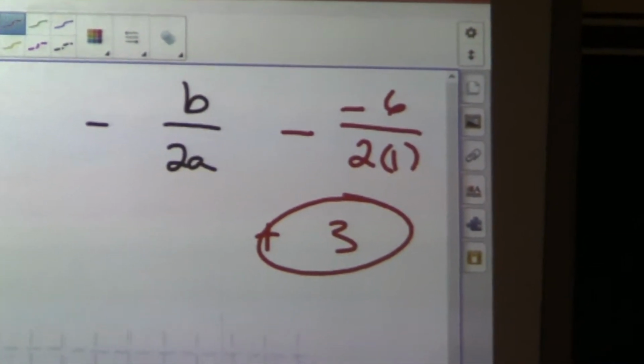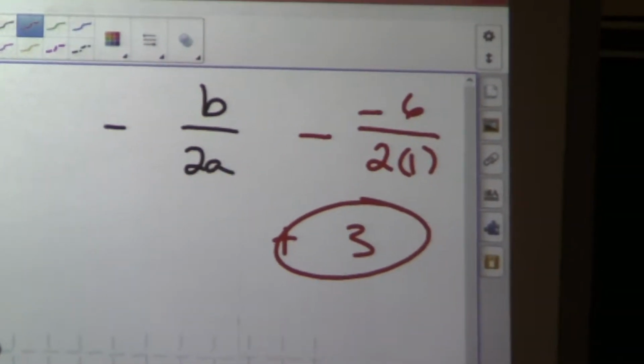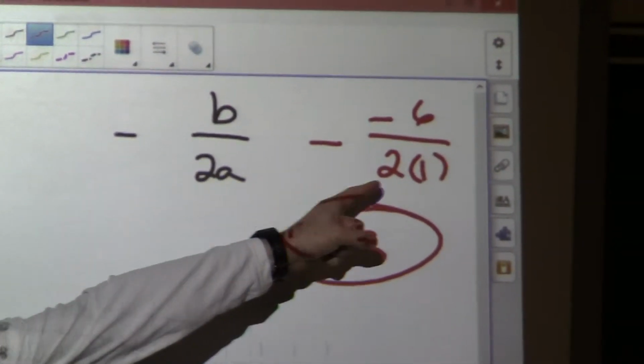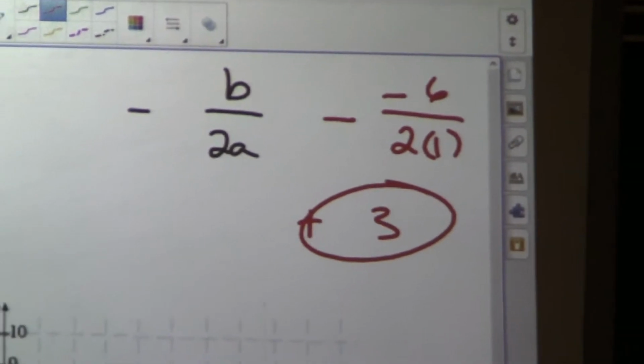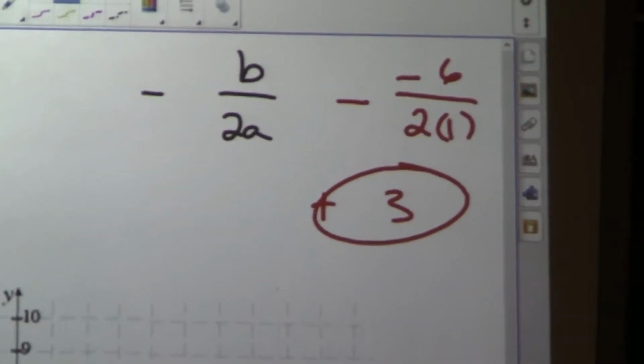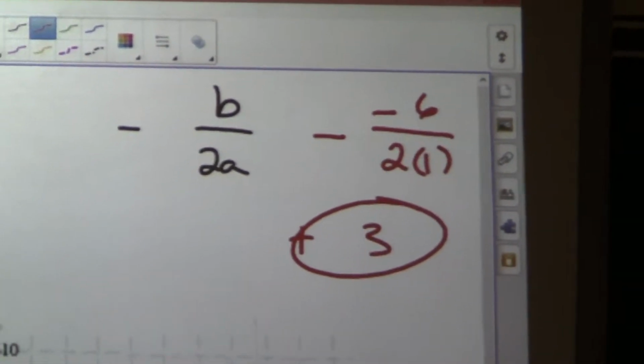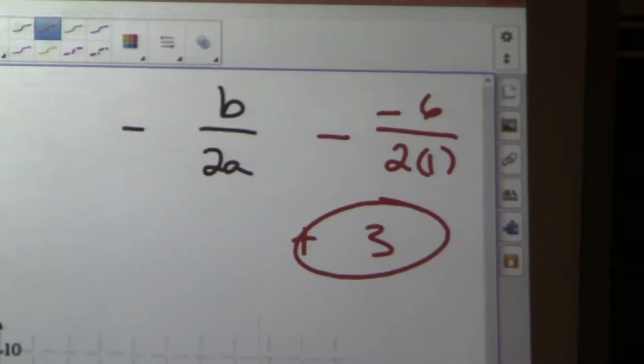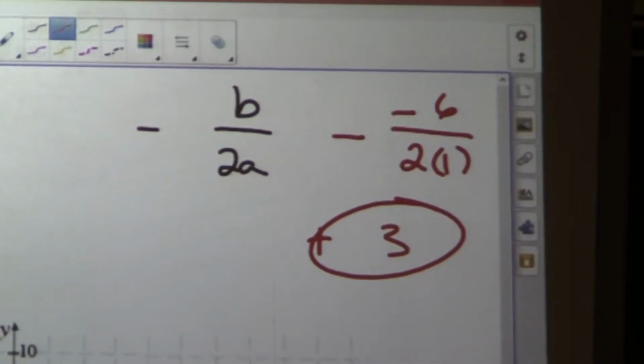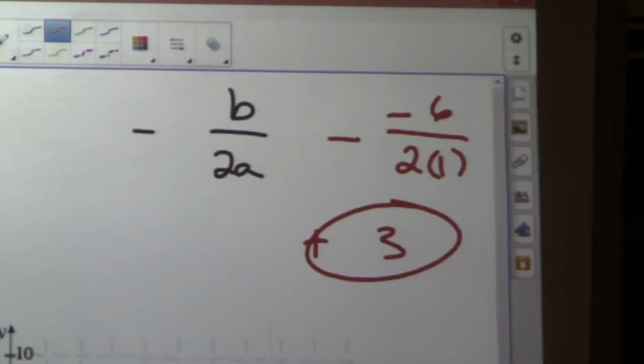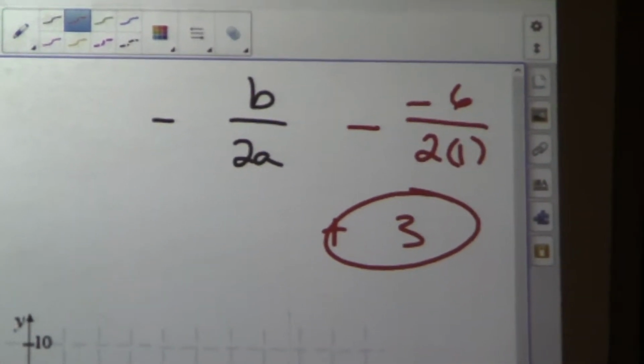How'd you have 2 in the denominator? 2 times a. A is 1. Coefficient of the square term. Okay? All right, so now that I have 3, 3 is going to be my x value of my vertex.